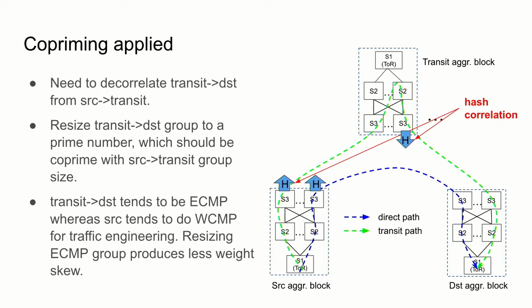The other benefit of only resizing the transit to destination group is that the transit to destination tends to be ECMP, whereas the source to transit tends to be WCMP for traffic engineering purposes. And we already said earlier that resizing an ECMP group tends to produce less weight skew without burning too many switch resources.